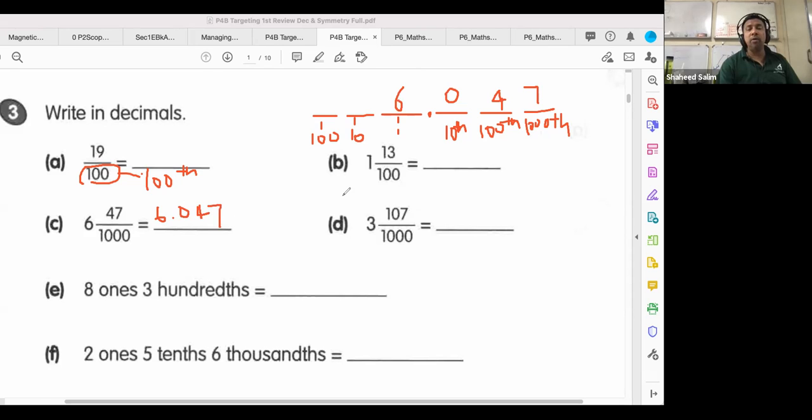You try D, you all try D. Come on. You can do this.